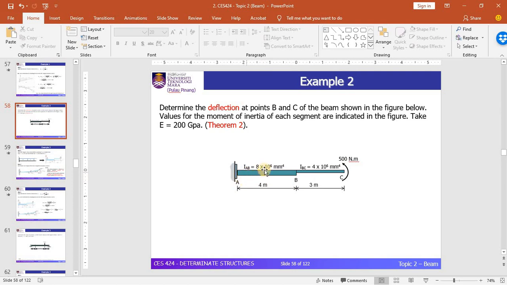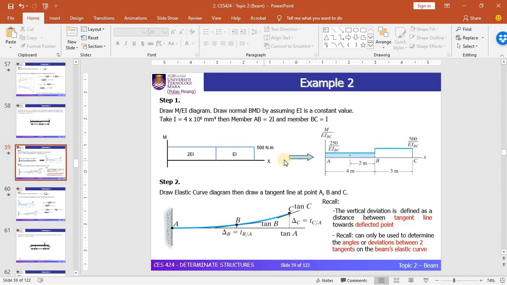Okay, AB is 2 times BC. So you can see that by dividing the moment with EI, the flexural rigidity, the shape of the bending moment diagram changes to this particular shape of the M/EI diagram. So how does this happen?